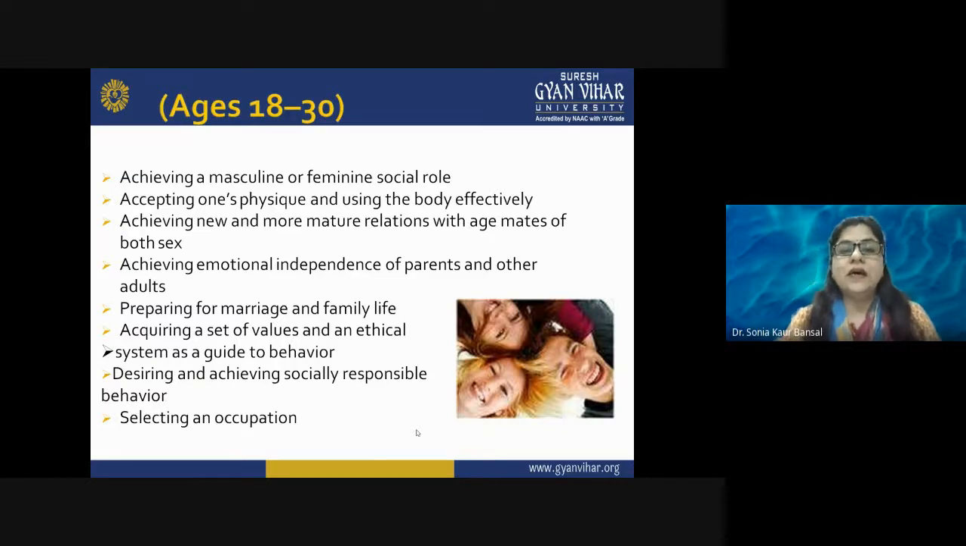So, in this age, it is also expected to be prepared for marriage and family life, acquiring a set of values and an ethical system as a guide to behavior. So, desiring and achieving socially responsible behavior as well. So, selecting an occupation as well.